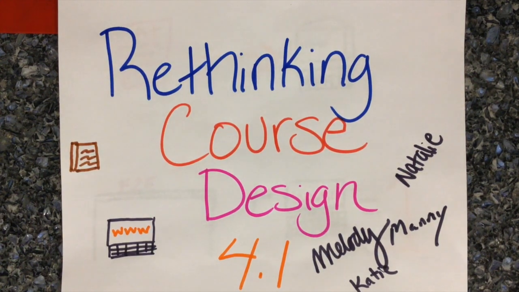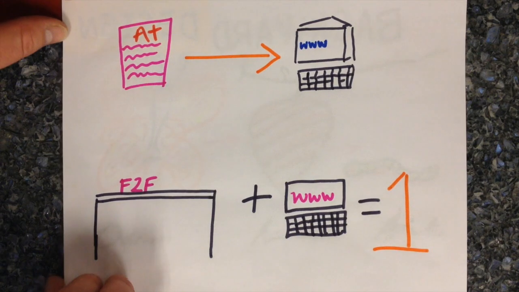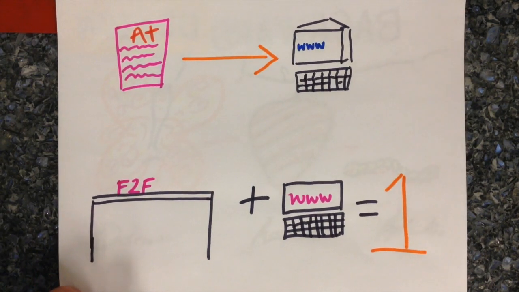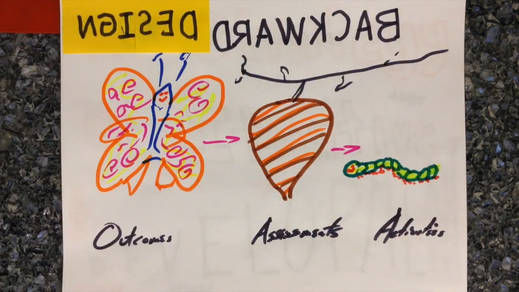Rethinking course design, section 4.1. Simply replicating on-site activities online will not yield the best results. Consider learning outcomes when deciding if technology is appropriate. Some on-site activities will not work in an online environment.